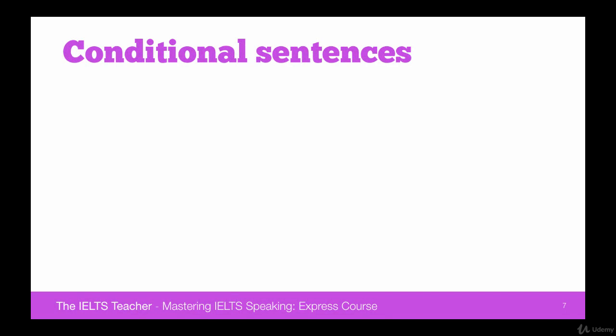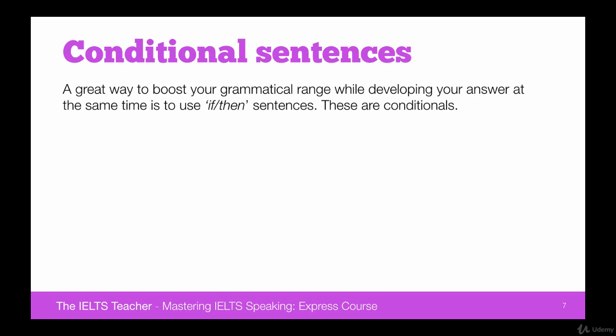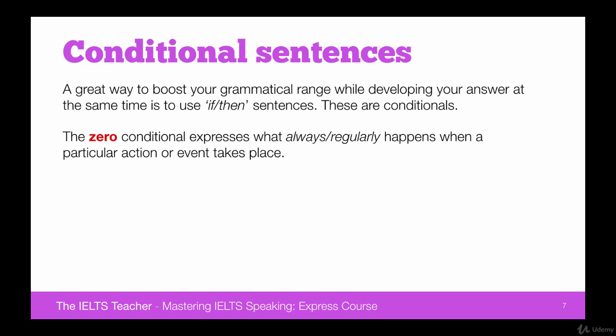The other form of complex sentence that can be incredibly useful is the conditional sentence. This is a great way to boost your grammatical range while at the same time developing your answer. These are the if-then kind of sentences that help to develop our ideas. These are conditional sentences. There are 4 types of conditional sentences. We're going to look at those briefly now.